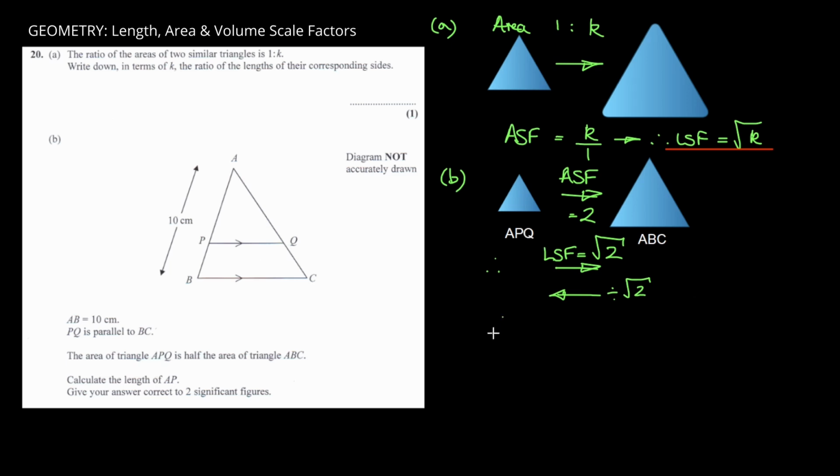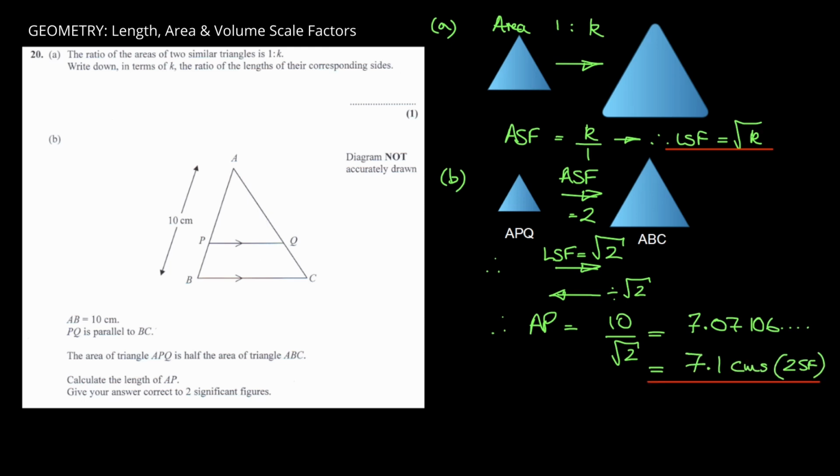So therefore AP, which is the equivalent small length, is equal to 10 divided by the square root of 2, which is equal to 7.07106, and it goes on, of course, and that to two significant figures is 7.1 centimeters. And that is your answer.